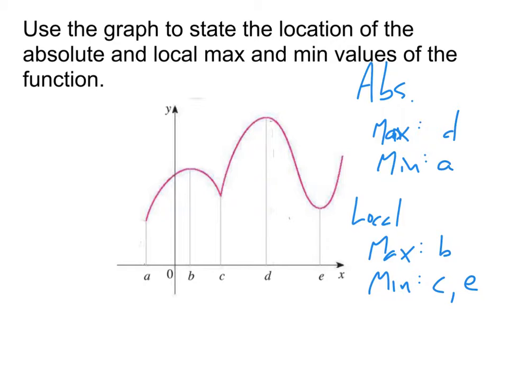Now, we didn't talk about this point out here. If the graph ended there, so like if we actually had a point there, would that point be a local maximum? No, it wouldn't. Because remember, a local maximum or minimum can't be at an endpoint, because it has to be approaching it from both sides.